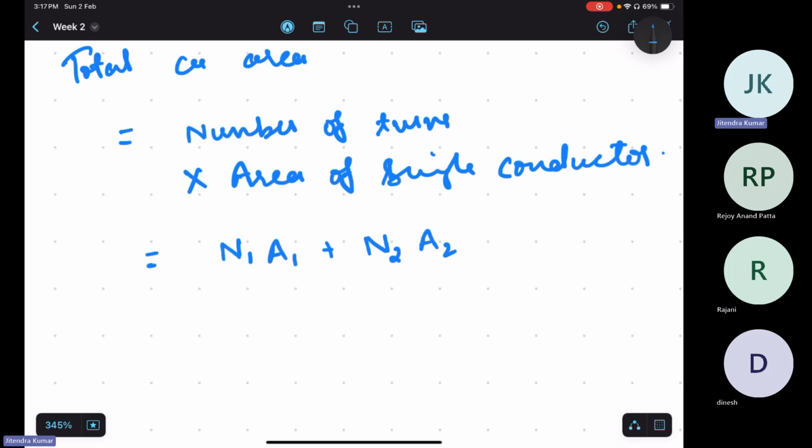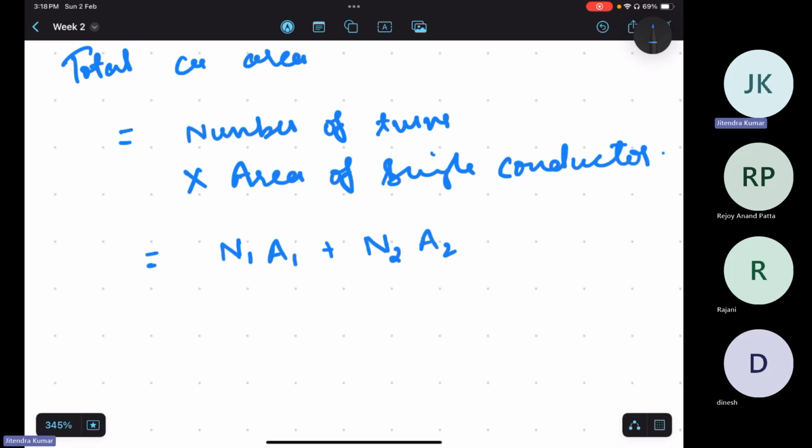Current density. No, I'm not getting it properly, sir. So number of turns into area of a single conductor is given. You want to ask which one? Can we relate it with MMF? Yes, I have to relate it with MMF to be precise.